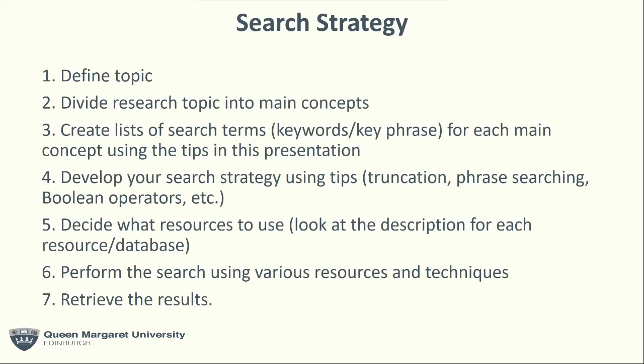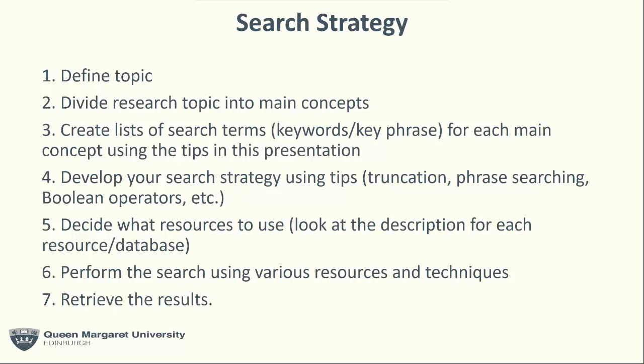Here are the steps to literature search planning. Since they were detailed in the literature search part 1 video, we will not dwell on them. They are here simply as a reminder. Define your topic of research unless it has already been defined by your academics. Divide your research topic into main concepts, which you will use to create lists of search terms or phrases for each main concept using the technique in this presentation.